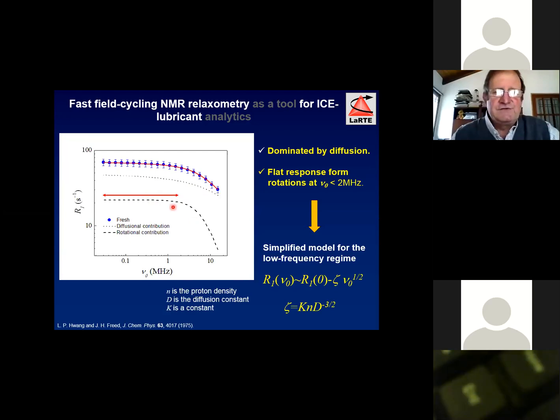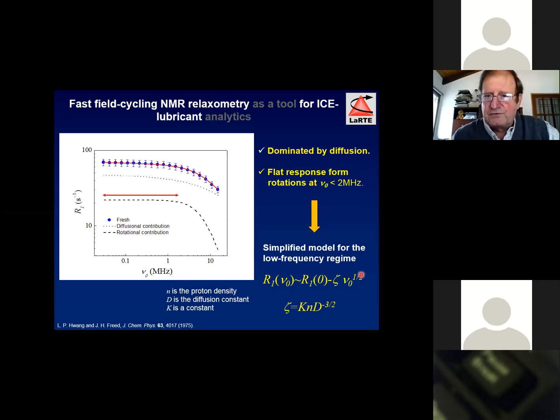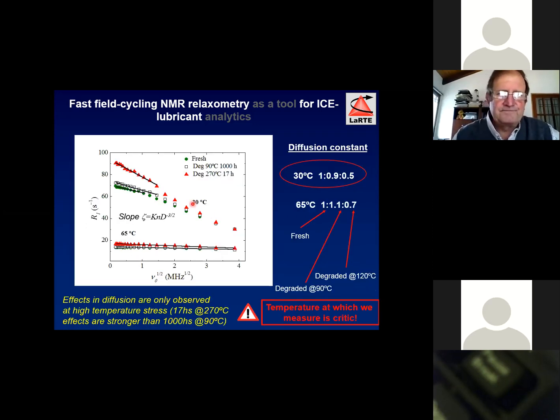So in addition, we have that there is a frequency region where this spectral density is not dispersive, so we can replace it here by a constant, and we can run a kind of simplified model, and this comes as a function of the square root of the frequency. Okay, so if we plot this as a function of this, from the slope of this line, we can get the diffusion constant.